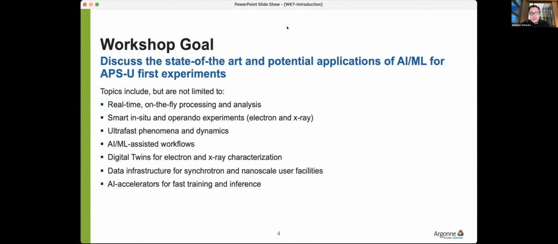Workshop goals are to discuss the state of the art and potential applications for AI/ML for APS-U First Experiments. Topics that we're going to talk about are real-time on-the-fly data processing, smart in situ and operando experiments, ultra-fast phenomenon dynamics, AI/ML assisted workflows, digital twins for electron and X-ray characterization, data infrastructure for synchrotron and nanoscale user facilities, and AI accelerators for fast training and inference.